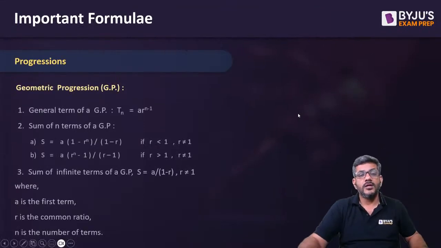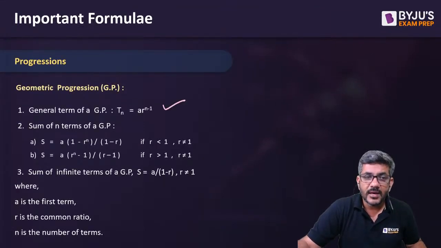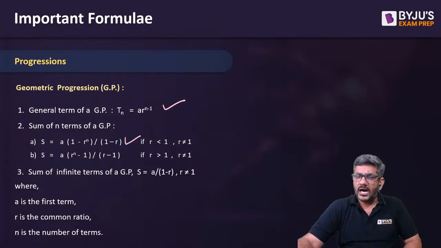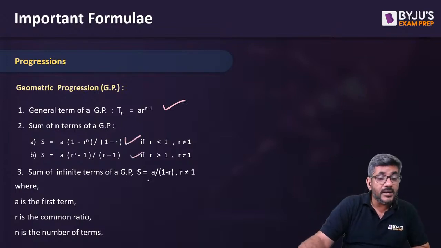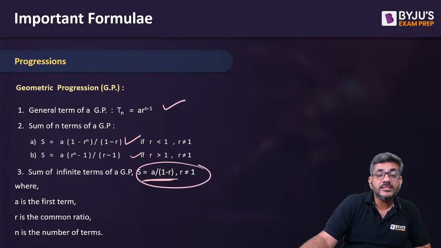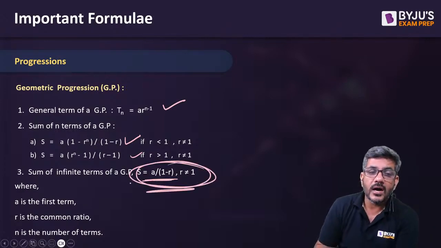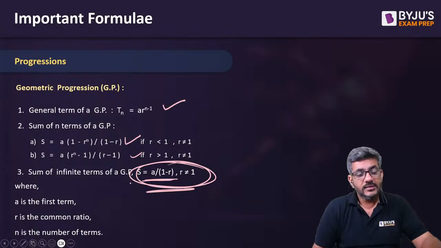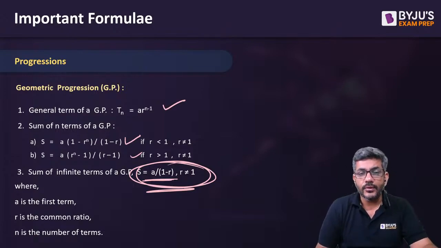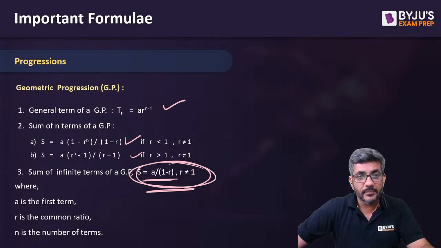जीपी के कुछ फॉर्मूले होते हैं. nth term is a into r to the power n minus 1. Sum of n terms hardly used. ज्योमेट्रिक जो आपका इनफाइनाइट टर्म्स का जो सम है, this is something which is useful for you. It is a upon 1 minus r, where r is not equal to 1. These are some of the rules that might be used in questions of NMAT.